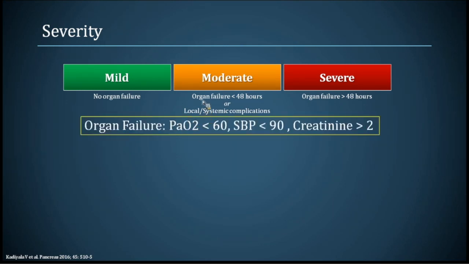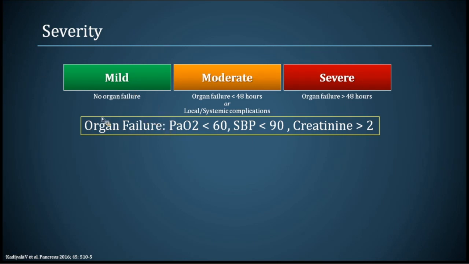So we'll define organ failure, and this is according to the recent revised Atlanta classification, as either hypoxia, hypotension, or kidney dysfunction, creatinine greater than 1.8 or 2. And it's the duration of organ failure that defines your severity here.